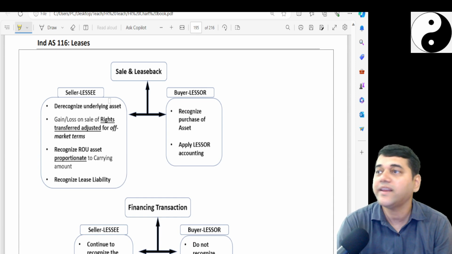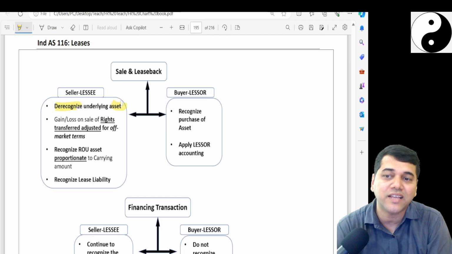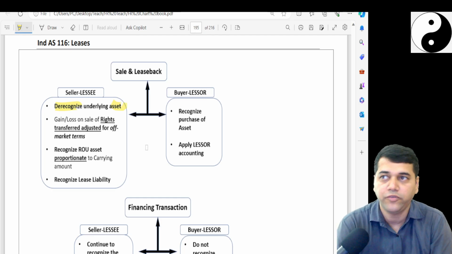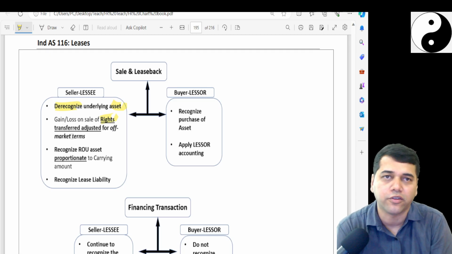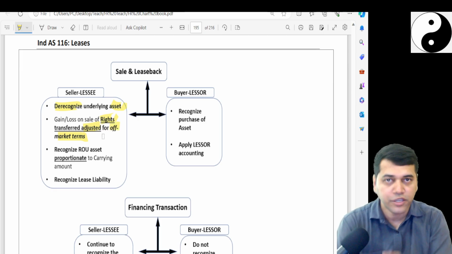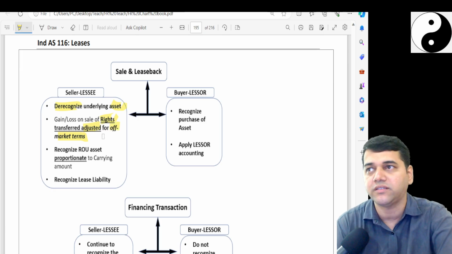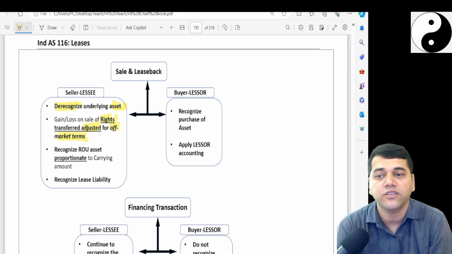First part is clear? Okay, now the question comes: what if you have transferred the control? Yes, then it's a sale and leaseback. How should I account as seller? He is going to derecognize the asset, obviously, the PP&E. Gain or loss, you will have some profit or loss also, whatever. It should be recognized, adjusted for off-market terms. If you sell at market terms, recognize it. But if you do it at off-market terms, you have to recognize the adjustment.